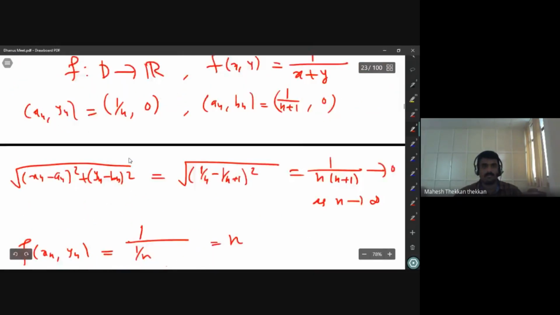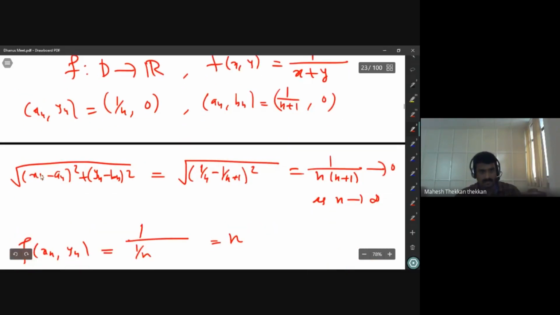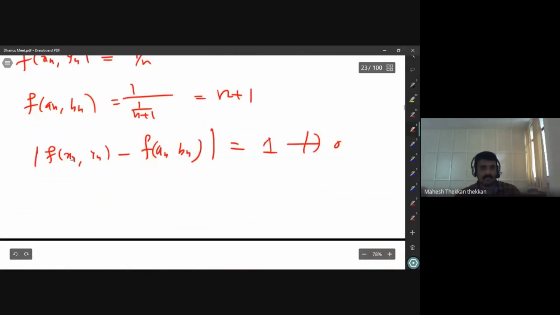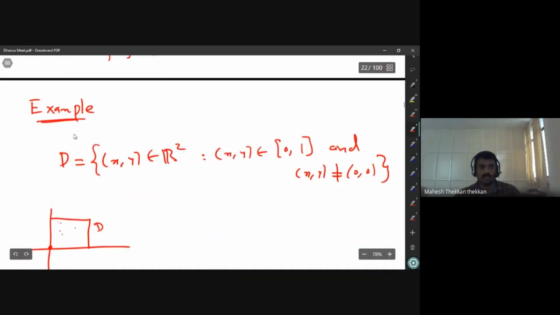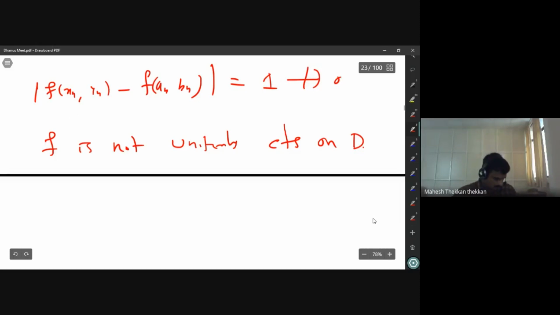So what it says is we have obtained two sequences (xn, yn) and (an, bn). This is the first sequence and this is the second sequence, so that their norm, meaning the Euclidean distance, goes to 0 as n tends to infinity. But the modulus value of f of (xn, yn) minus f of (an, bn) is not going to 0. It means f is not uniformly continuous on D. So f is not uniformly continuous on D.